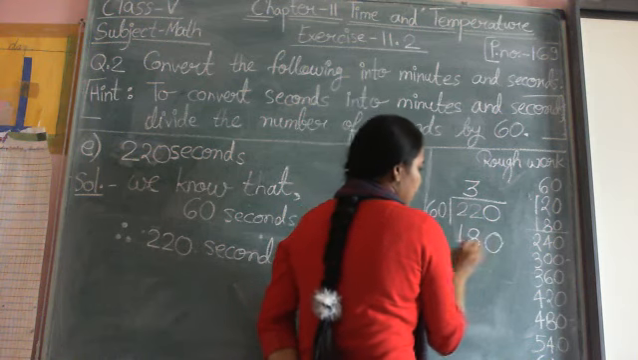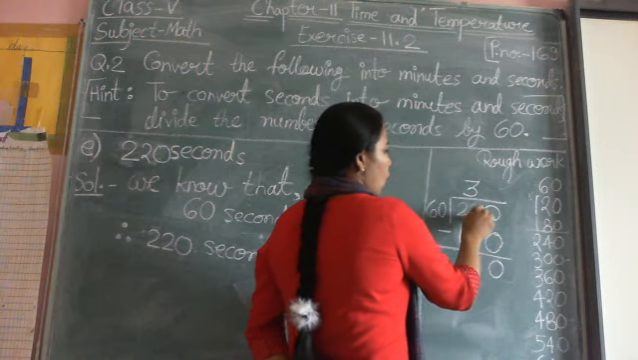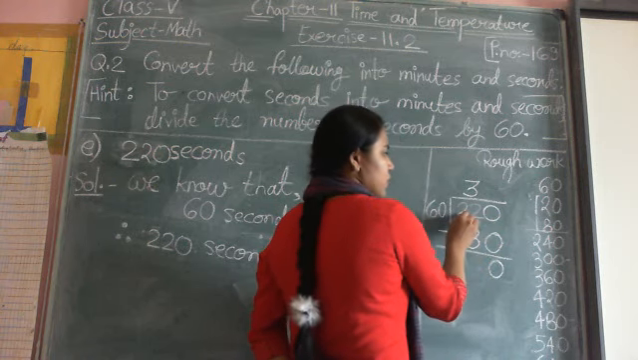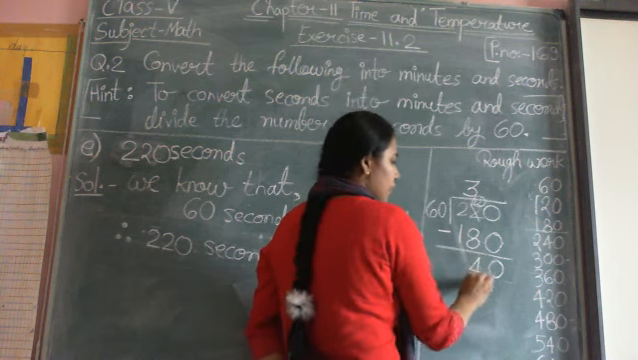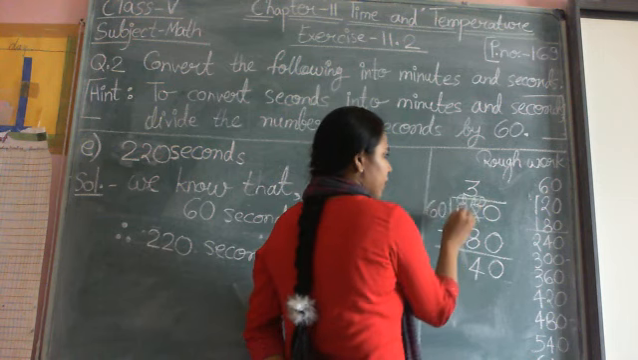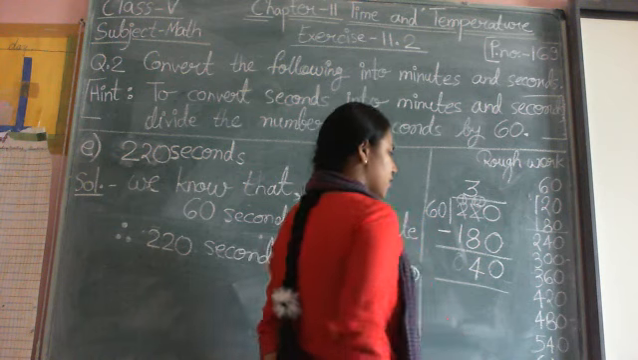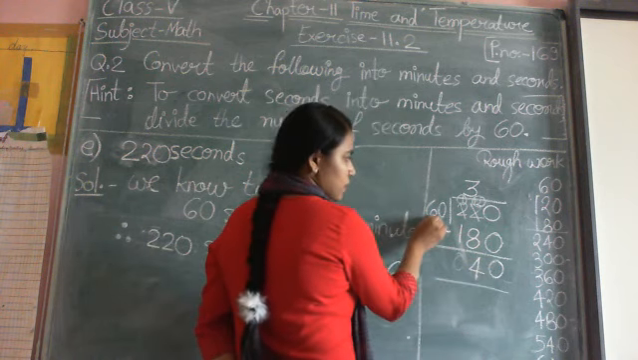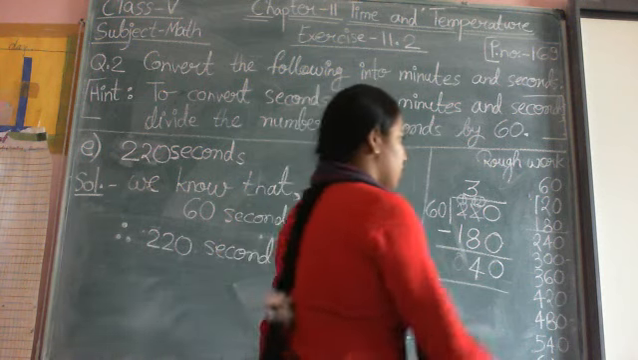6 threes are 180. Now subtract both the numbers. 0 minus 0 is 0. 2 minus 8 is not possible, so we will take borrow. It becomes 12. 12 minus 8 gives 4. As a result, here 1 is left. 1 minus 1 means 0. So remainder is 40. 40 is smaller than the divisor, so we will stop our division process here.